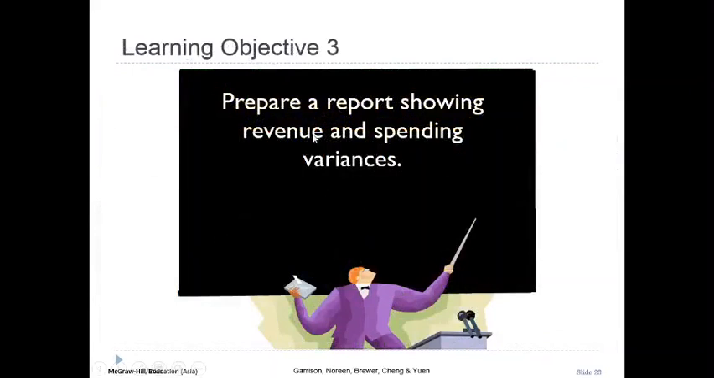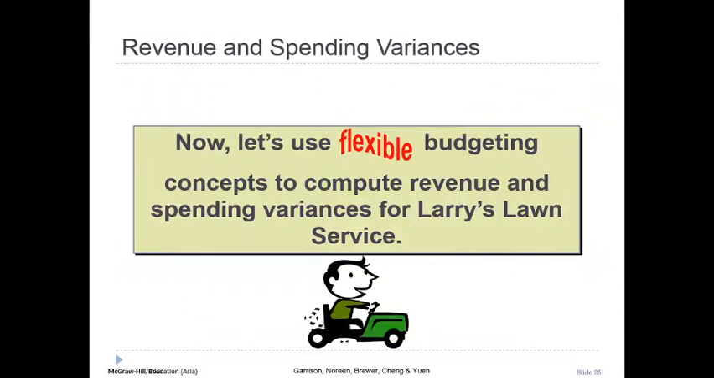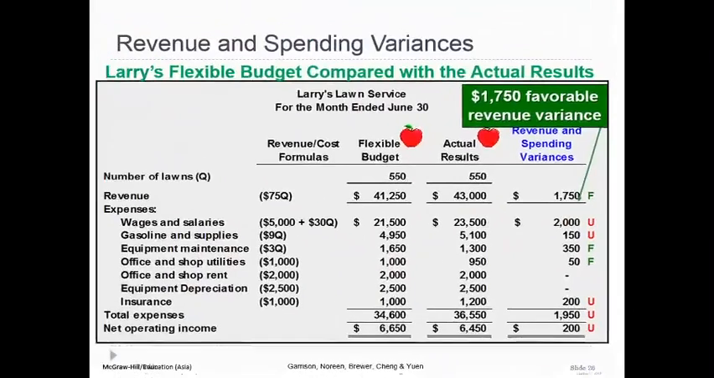So prepare a report. Next is to prepare a report of revenue and spending variance. So what are revenue and spending variances? The difference between the flexible budget revenue and the actual revenue is revenue variance, and the difference between the flexible budget costs or the expenses and actual costs or expenses are called spending variance. So let's use the flexible budget just now.